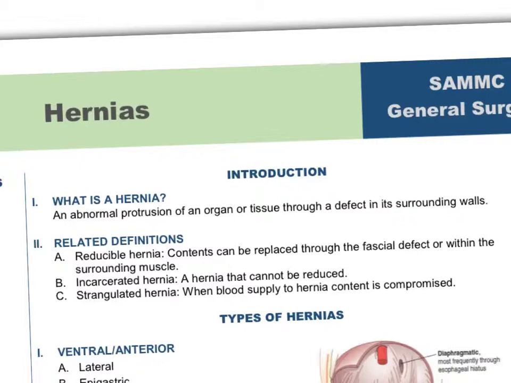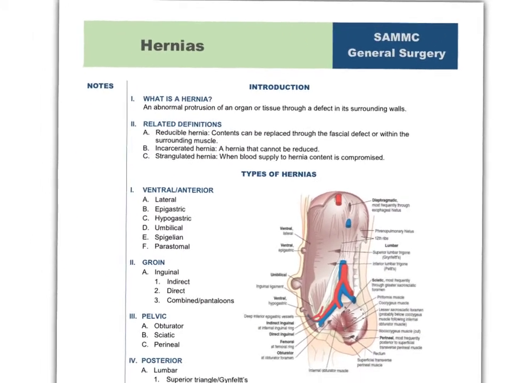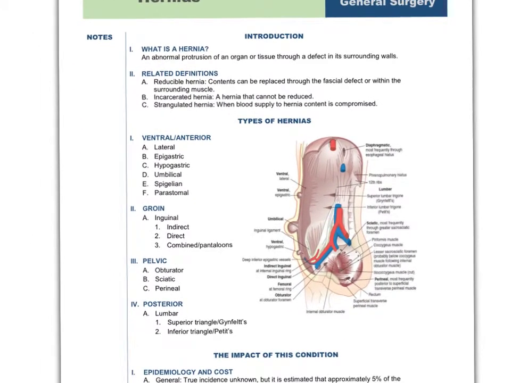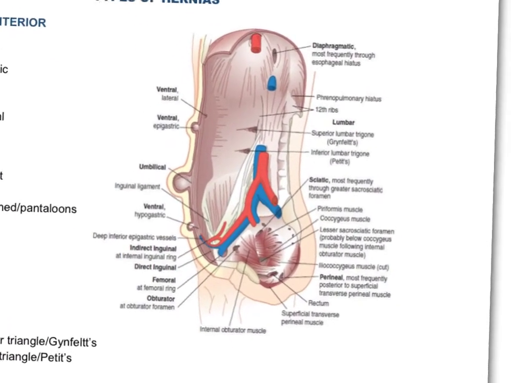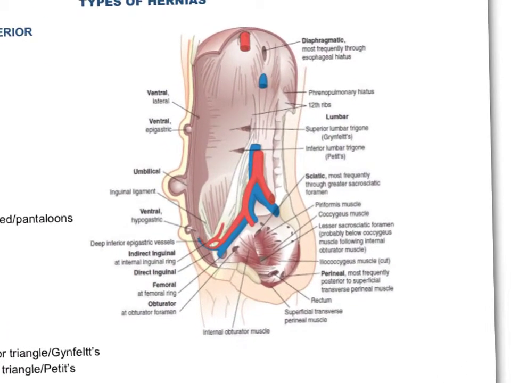Alright, let's go ahead and talk about the different types of hernias. There's lots of ways to classify hernias, but in general, one might consider ventral abdominal wall hernias, groin hernias, pelvic hernias, and posterior abdominal wall hernias. The image is a bit small in your paper, so I'll zoom into this briefly so you can take a quick look.